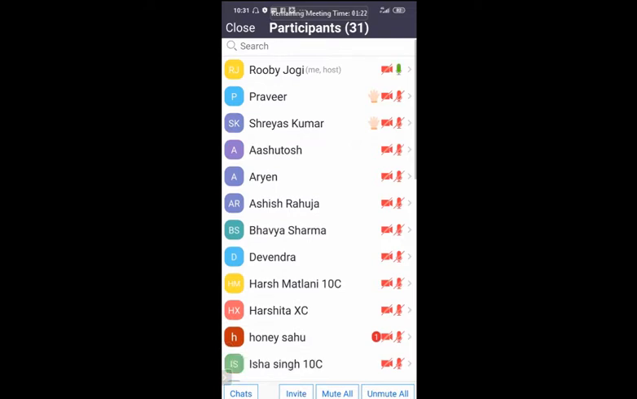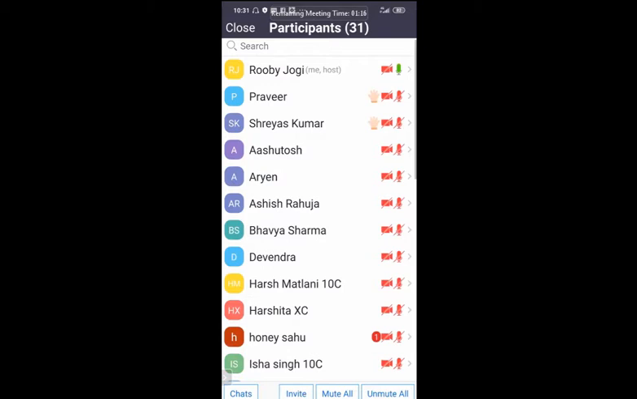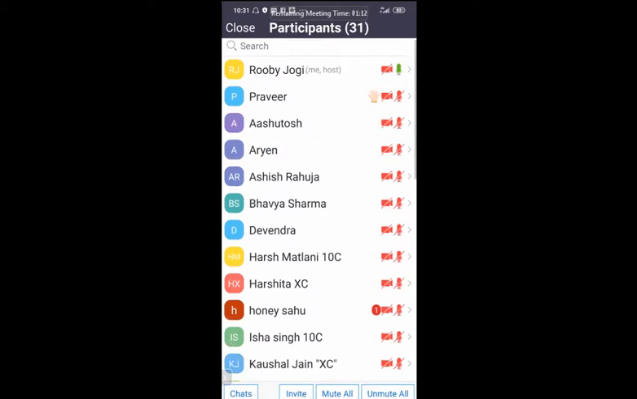Understood? Now, can you tell me on the basis of molecular composition, how the acids are divided? On the basis of molecular composition, how the acids are divided? I'll ask Kaushal Jain. Kaushal Jain, on the basis of molecular composition, how are the acids divided?